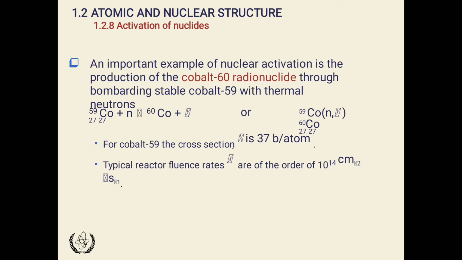An important example of nuclear activation is the production of cobalt 60 radionuclide by bombarding stable cobalt 59 with thermal neutrons. Here for cobalt 59, the cross section is 37 barn per atom, and typical reactor fluence rates are of the order of 10 raised to 14 per centimeter square per second.